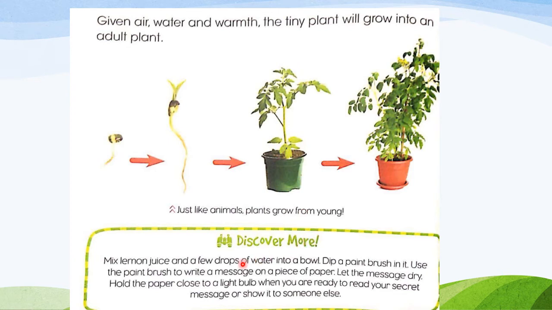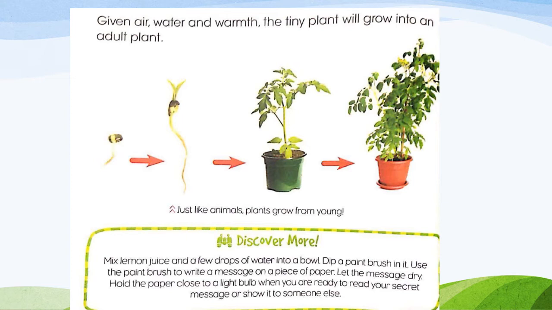Discover more. Let's know about discover more. Mix lemon juice and a few drops of water in a bowl. Dip a paintbrush in it. Use the paintbrush to write a message on a paper. Let the message dry. Hold the paper close to a light bulb when you are ready to read your secret message or show it to someone else.